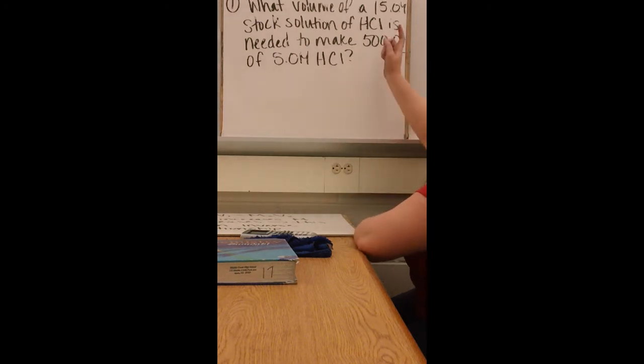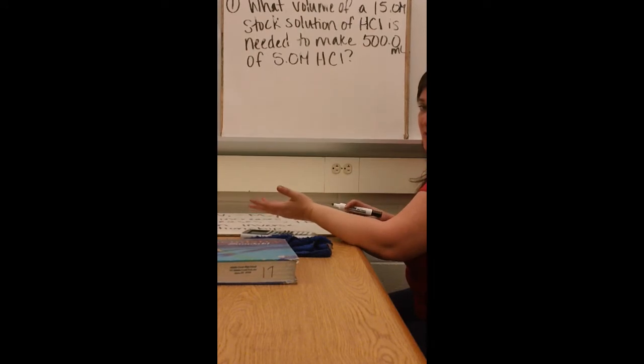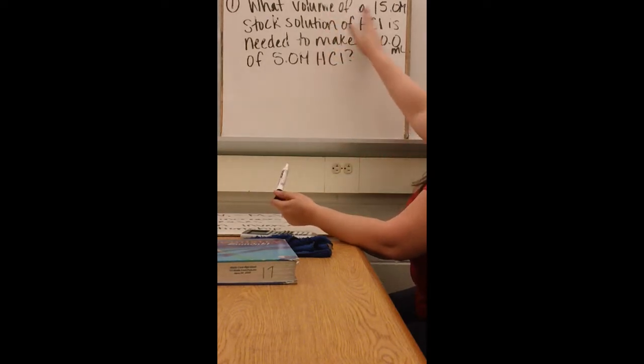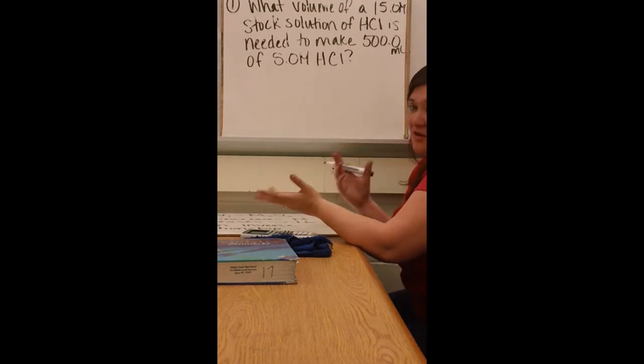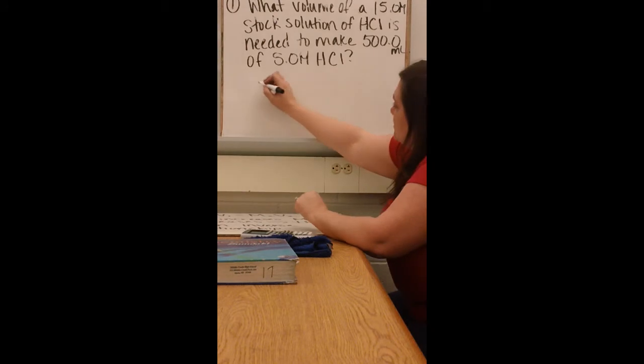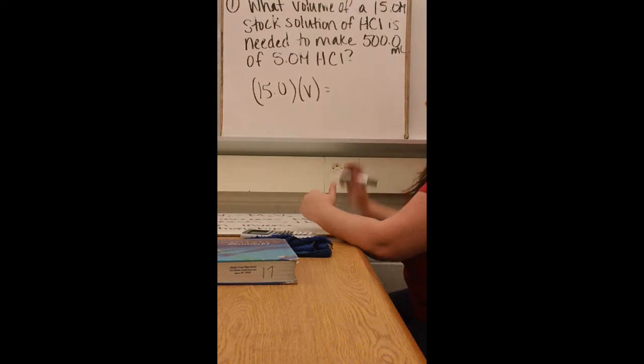Problem 1. What volume of a 15 molar stock solution of HCl is needed to make 500 milliliters of a 5 molar HCl solution? To solve this problem, we need to identify what the initial concentration is, what the volumes are, and then we can plug them into our formula. So what volume of 15 molar stock solution? So we know we have in stock or on the shelf 15 molar solution. What we don't know is what volume of it to use.